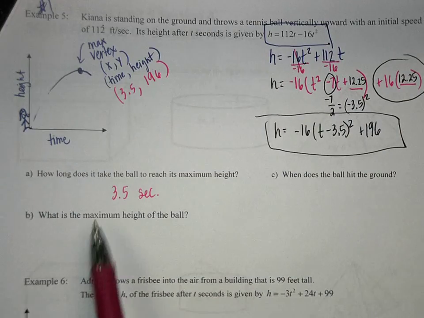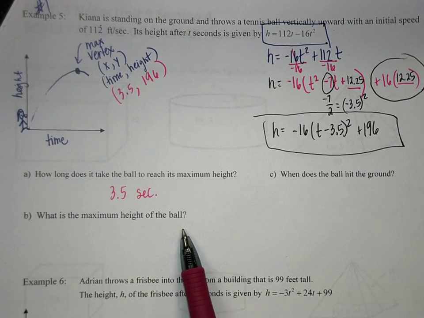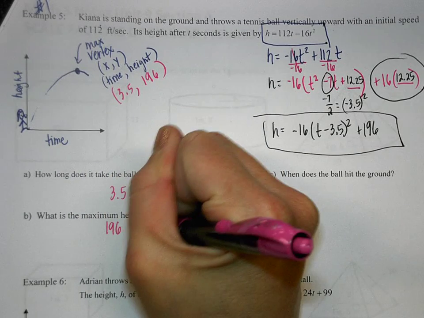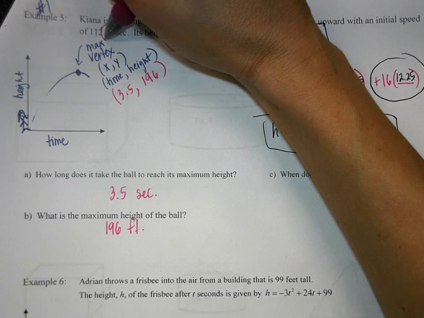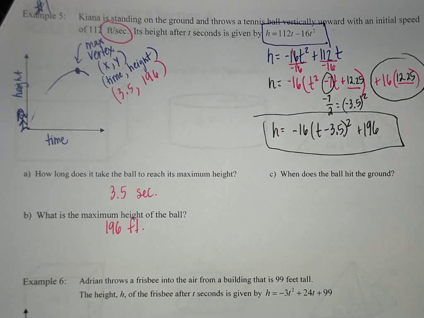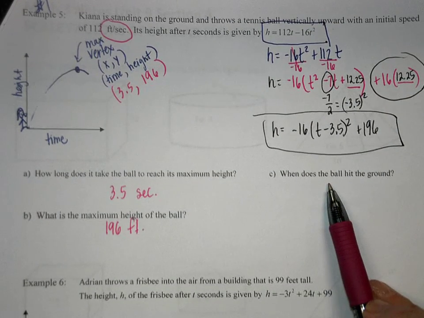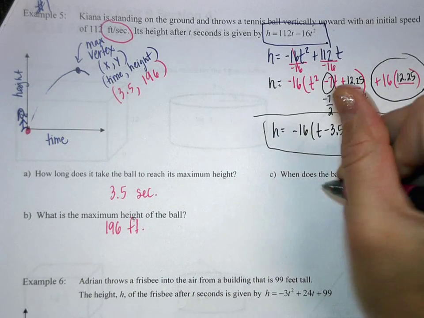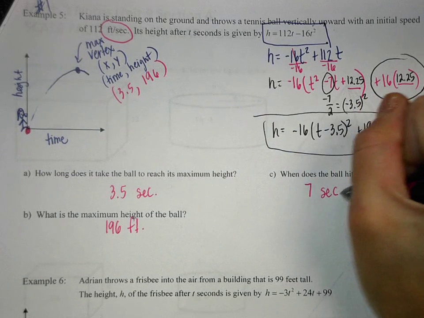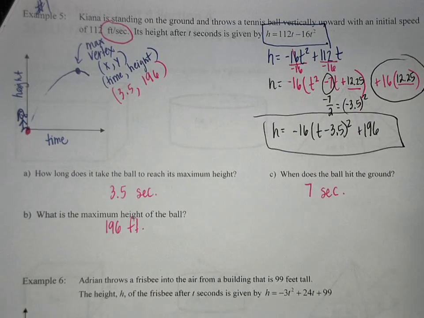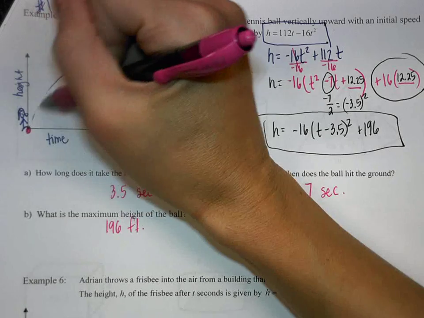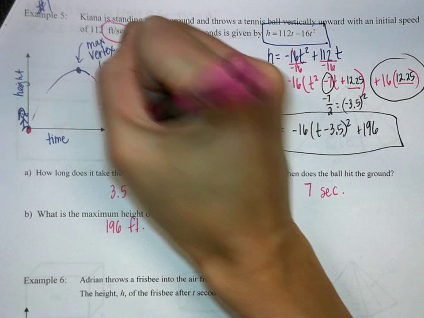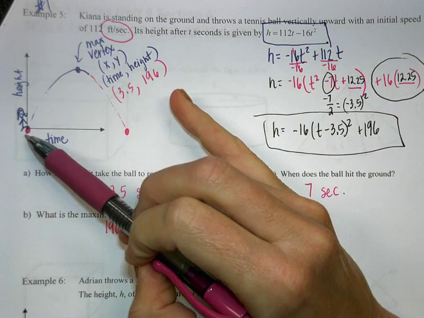Okay, B says, what is the maximum height of the ball? 196 feet. And again, I know it's feet because up here it was saying feet per second. Now this question is saying, when does it hit the ground? Good. 7 seconds I heard, and that is actually correct. And I want to just talk through this a little bit. So she throws the ball, it goes up, it comes right back down, and it will end up hitting the ground. Okay? She started on the ground.